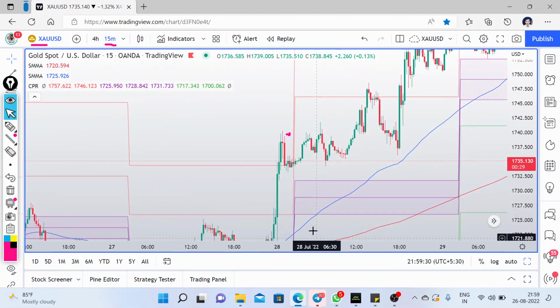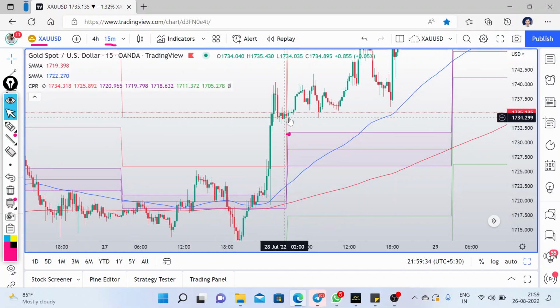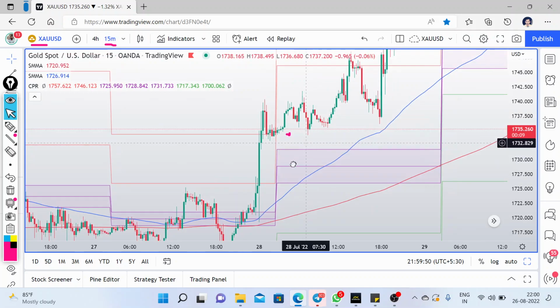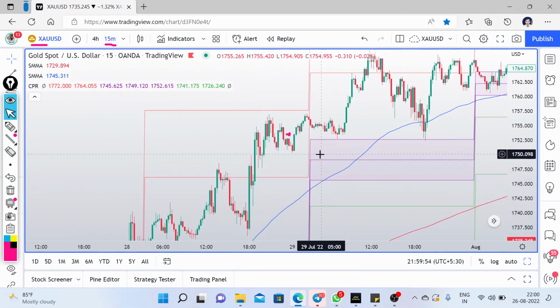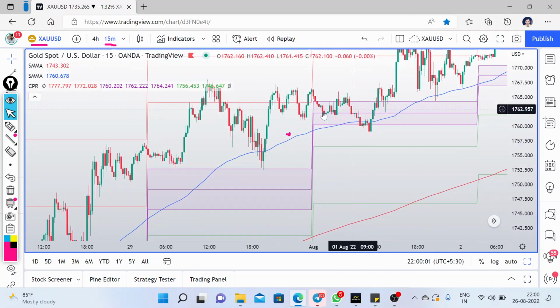So now the CPR is above the previous CPR, so now you have to look for the buy. You can enter on the open, or you can wait for the pullback like this, but this is the US session, so you can enter on the open, or wait for one or two candles to close near the CPR, then you can enter and you can book. You can see the next day also we have an ascending CPR and the trade opens here. You can see good profit again.